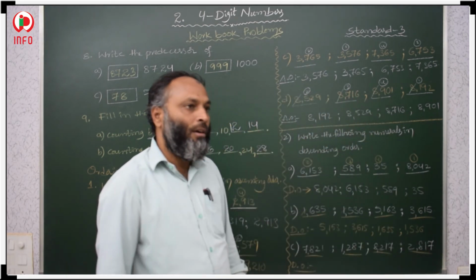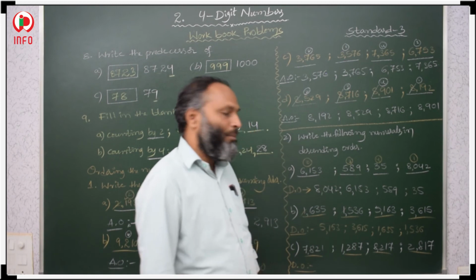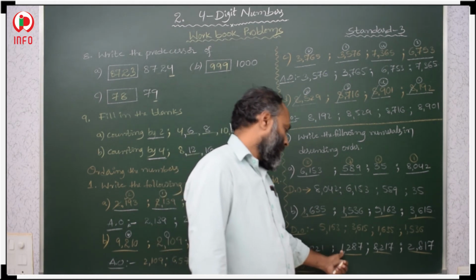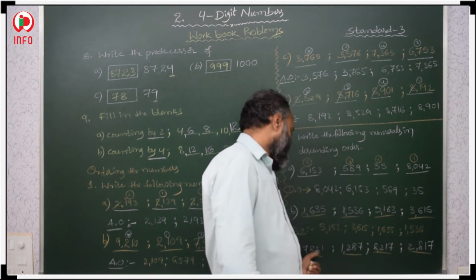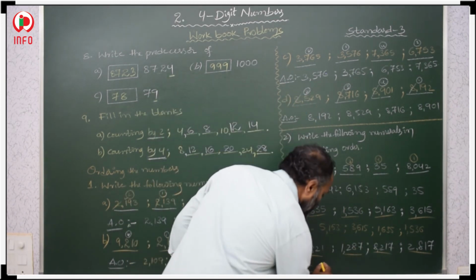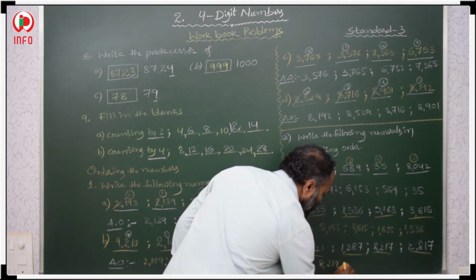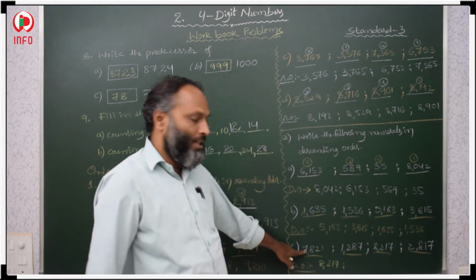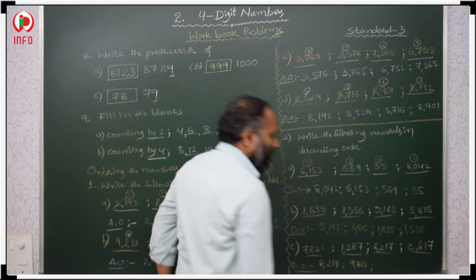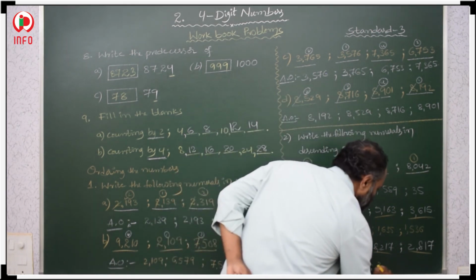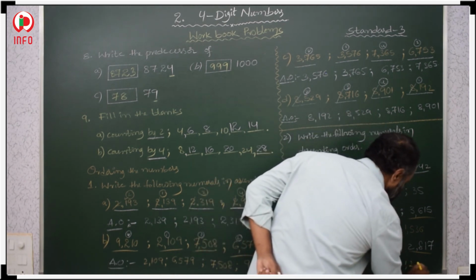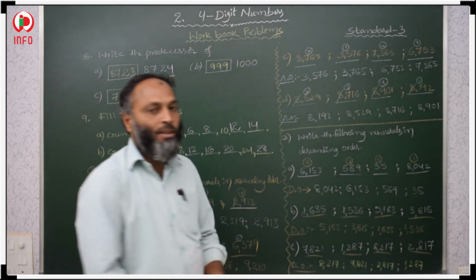Then how to compare? We start comparing from the thousands place. What is there in the thousands place? 7, 1, 8, 2. This 8 is bigger. Take the bigger number: 8217 first. After 8, which number will come? 7. 7820. After 7, 2000: 2817. And the last, 1287.